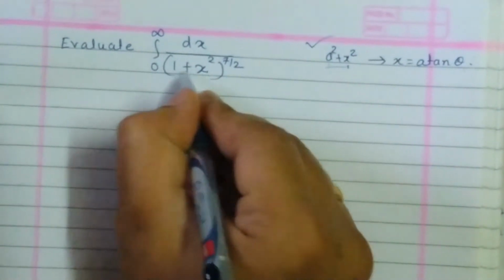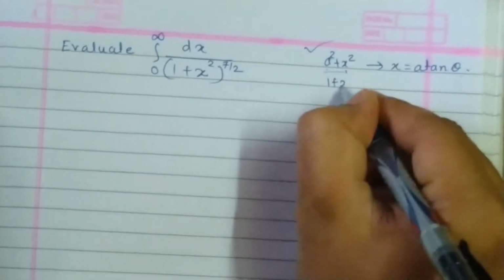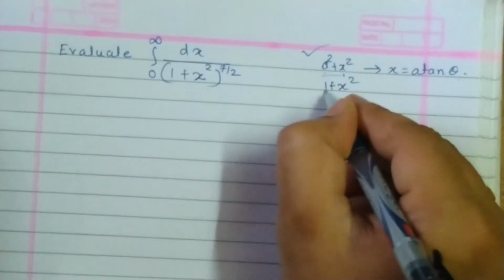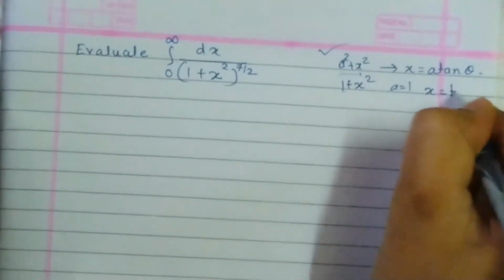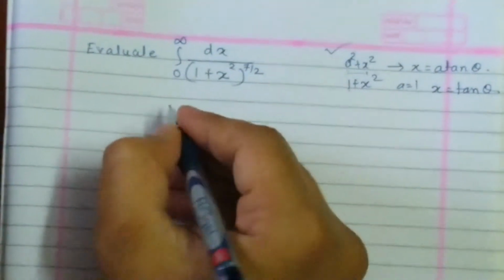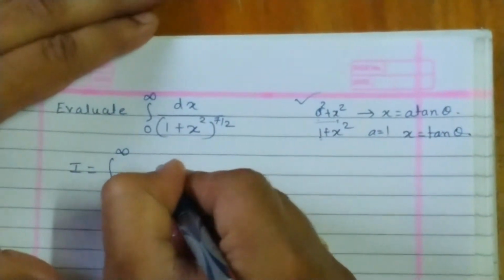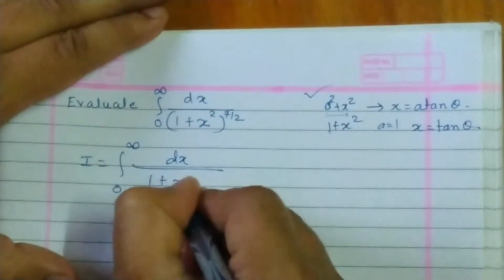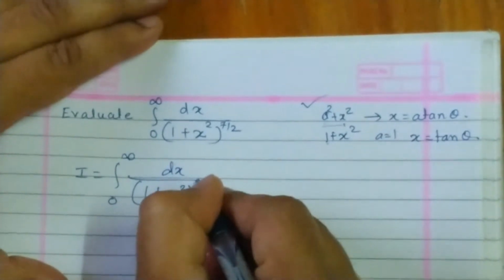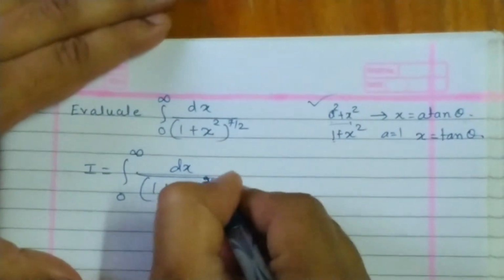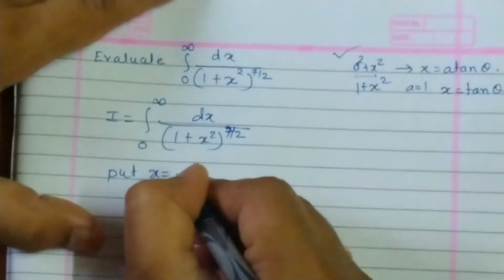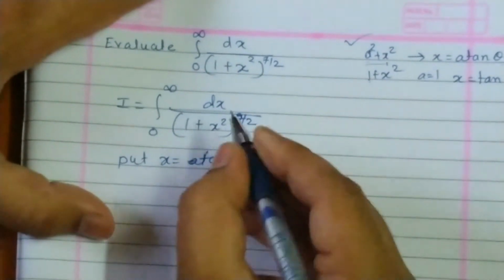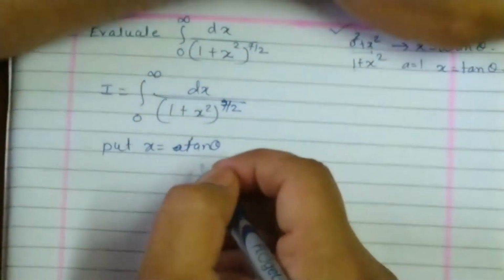Now look here, a 1 plus x square term is present. If I compare with this, what is a? Here a is equal to 1. So my substitution is x is equal to tan theta. Hence my integral I is equal to integration from 0 to infinity dx upon 1 plus x square raised to 7 by 2. Put x is equal to tan theta. As discussed, I am making a as 1 here.